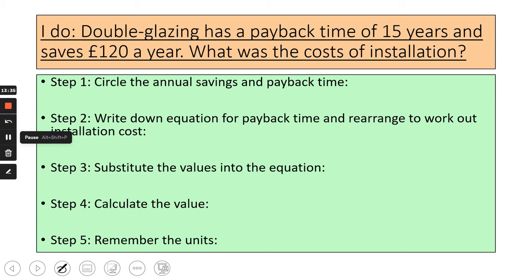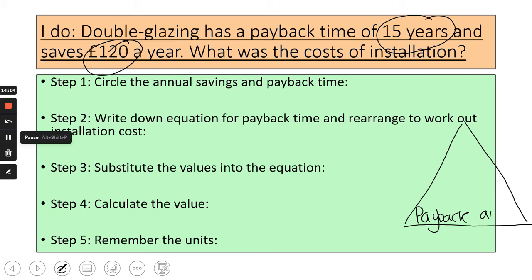Okay, this one is another I do activity, so make sure you're watching the video and not doing anything else. So double glazing has a payback time of 15 years and saves £120 a year. What was the cost of its installation? So I'm going to circle the annual savings and its payback time. And drawing the triangle again, I'm going to cover up installation cost to work out what the equation would be. So you can see that installation costs will equal payback time times annual savings.